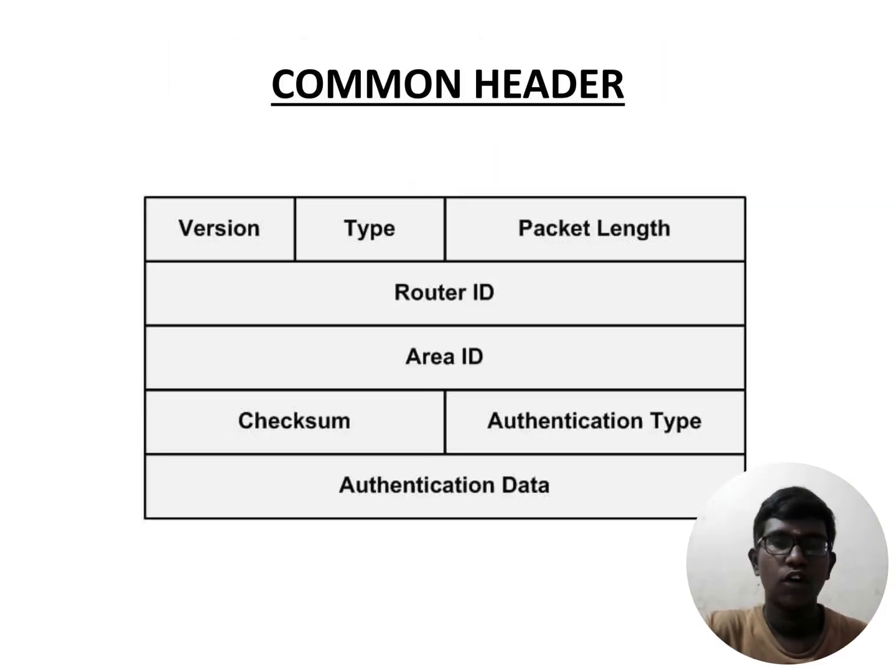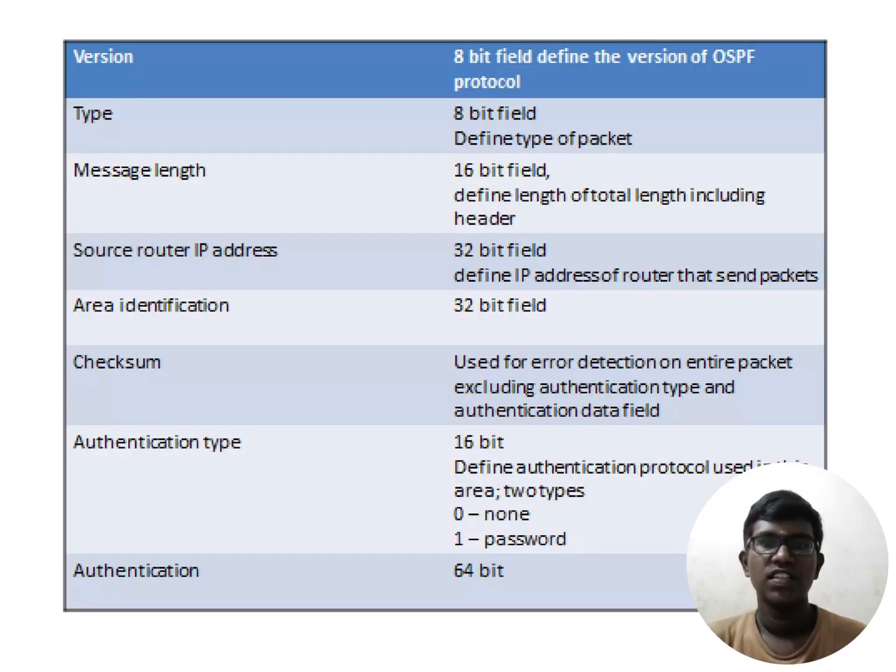The major fields of an OSPF packet header include version, type, packet length, router ID, area ID, checksum, authentication type, and authentication data. Version is an 8-bit field that defines the current version of the OSPF protocol. Type is also an 8-bit field that defines the type of packet being used. Message length is a 16-bit field that defines the total length including the header.